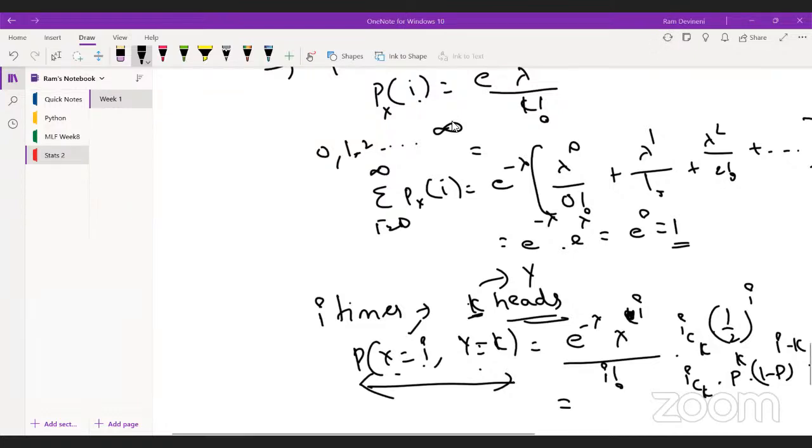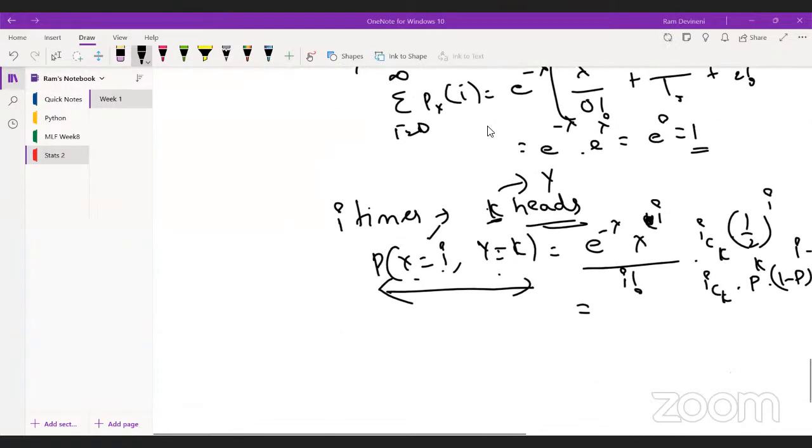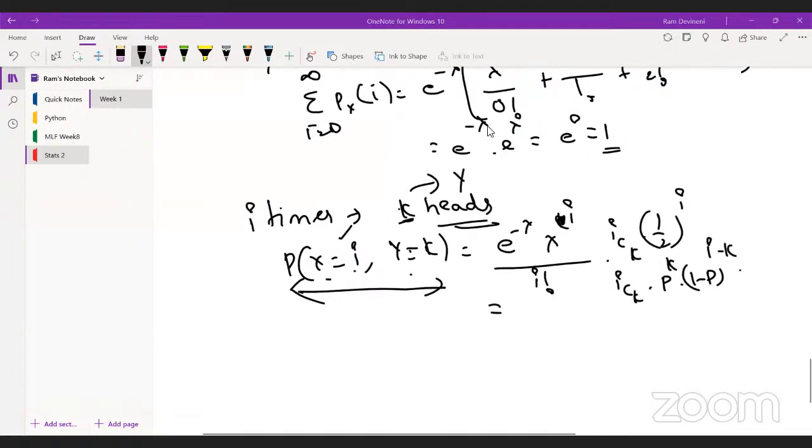Okay. So once we know this, we have this joint distribution. Now from this joint distribution, sir has done the marginal one, that is the sum over for this. For P of X equals I, that's direct, because we directly know this. But what about Y equals K, P of Y equals K? That's not directly available.